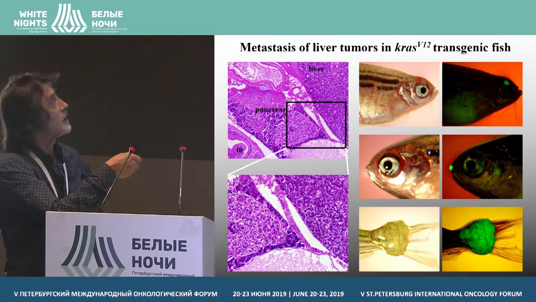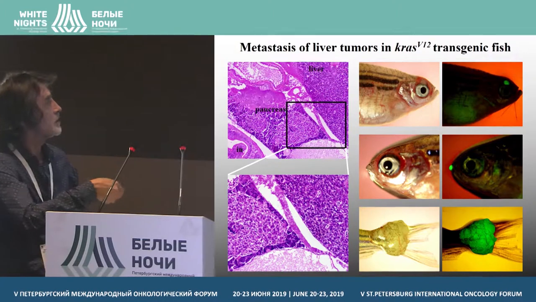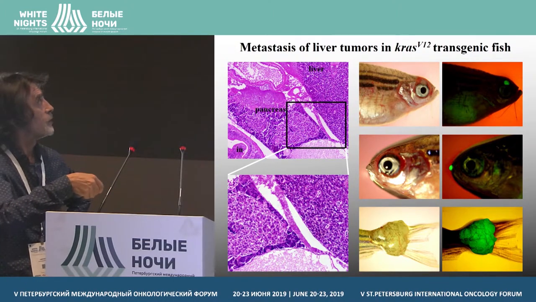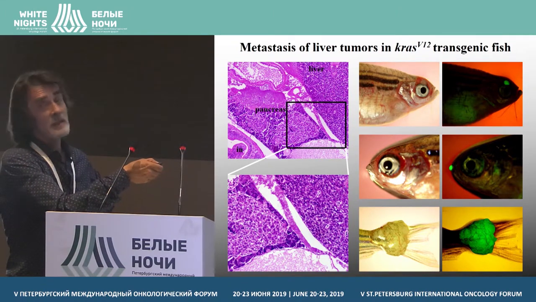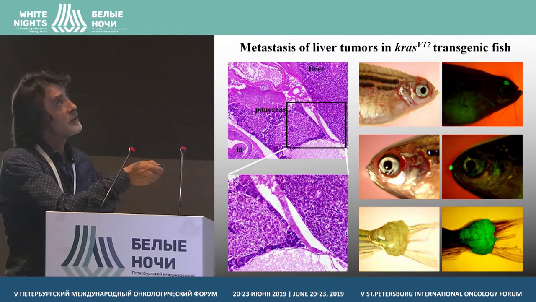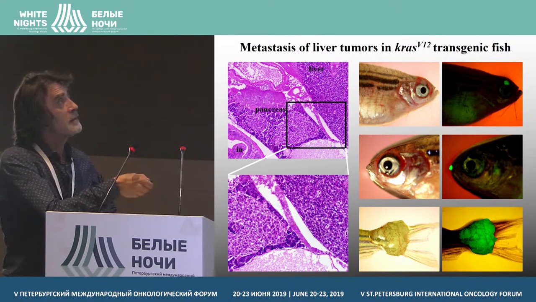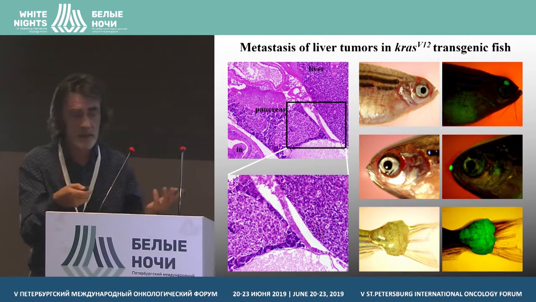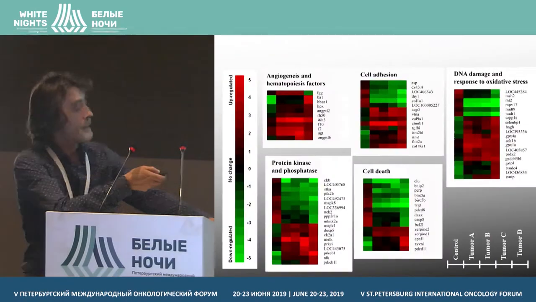These are the cells of HCC that generated metastasis in the pancreas. And this is the same, but amplified. The cells were labeled with GFP. You see metastasis in various locations.